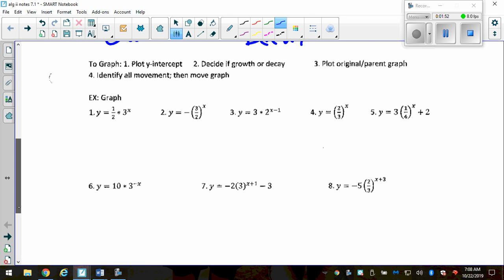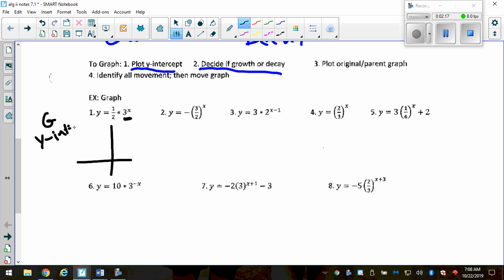Now, in order to graph these, the first thing we're going to do is plot our y-intercept and decide if it's a growth or decay. Once we have that original graph here, we're going to move it up, down, left, and right. So I'm going to graph the original in black, and then the movement graph, the final answer, will be in the color blue. So number 1 here is a growth because of that 3, and my y-intercept is the 1/2 right here. So I'm going to plot my y-intercept, and I just need to make it look like a growth, which means go up.